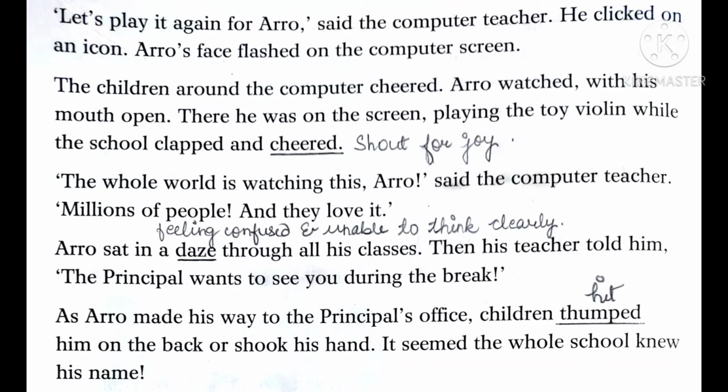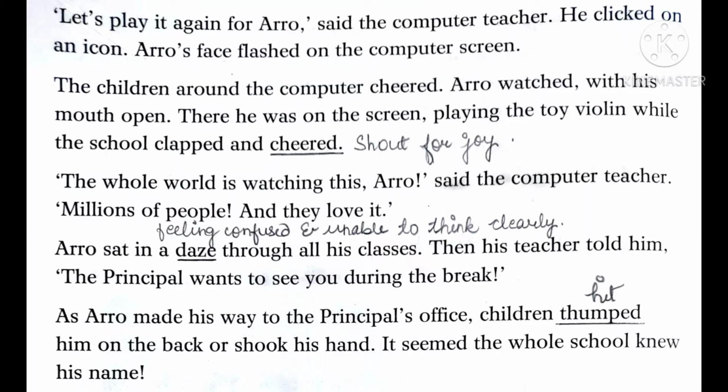"Let's play it again for Arrow," said the computer teacher. He clicked on an icon. Arrow's face flashed on the computer screen. The children around the computer cheered. Arrow watched with his mouth open. There he was on the screen, playing the toy violin, while the school clapped and cheered.